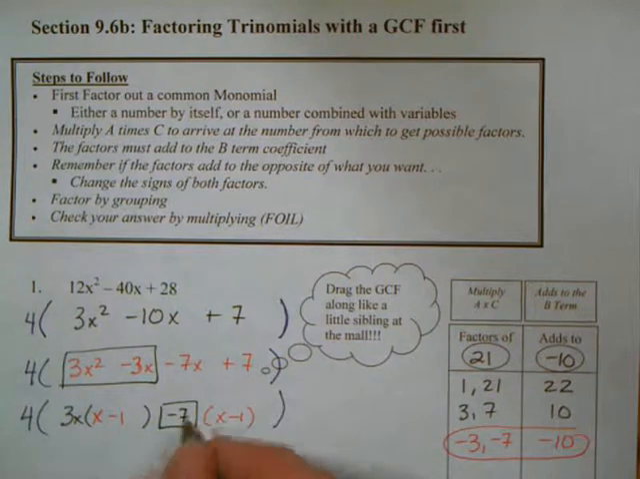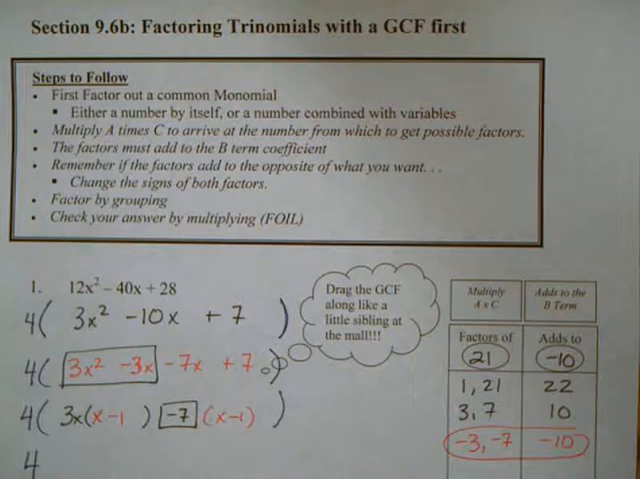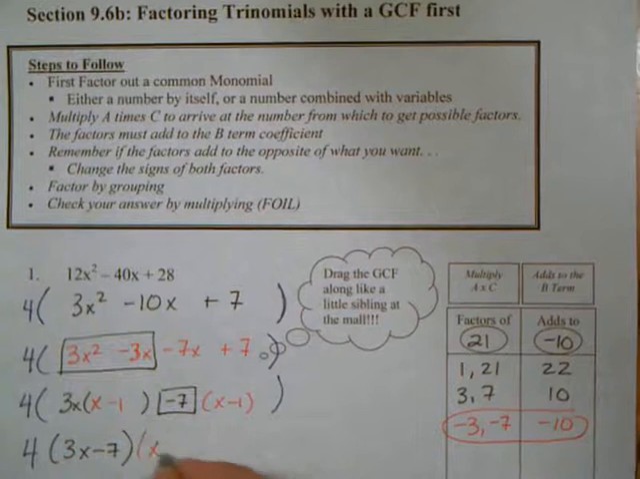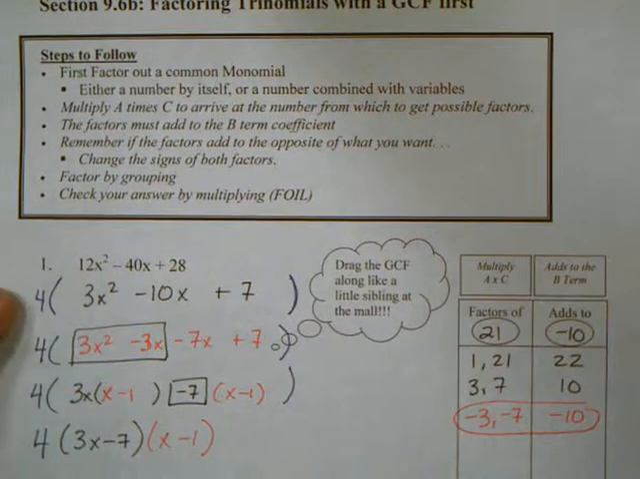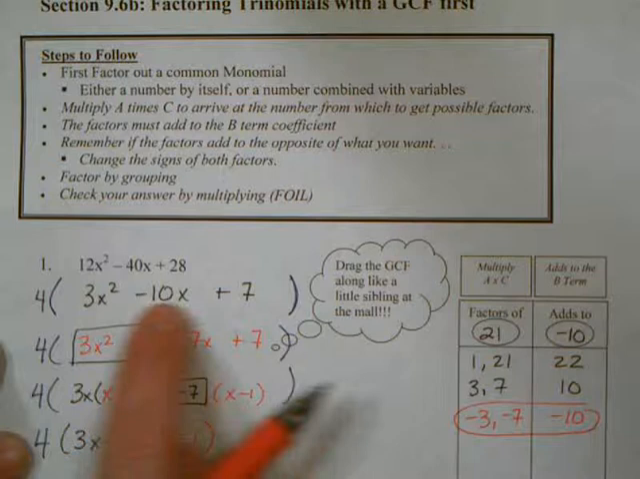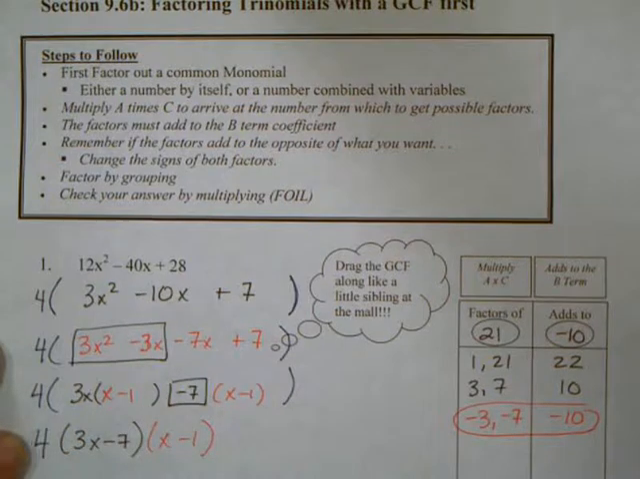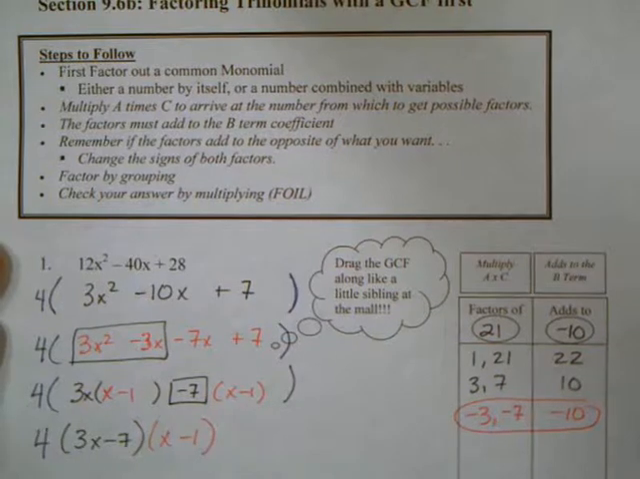And now we have to think, what goes in our box? Well, 7 divided by negative 1 is negative 7. So I bring down my 4, and my first part of my answer is 3x minus 7, and my second part of my answer is x minus 1. And so there we have our answer. 4 has been consistently coming down each time with the 3x minus 7 and the x minus 1. Really the problem was this interior part, but remember to bring down your 4.